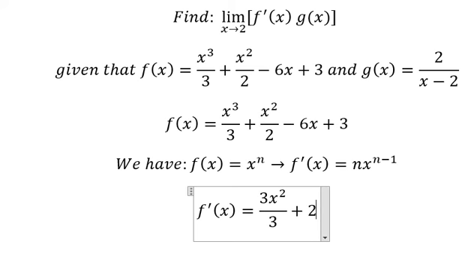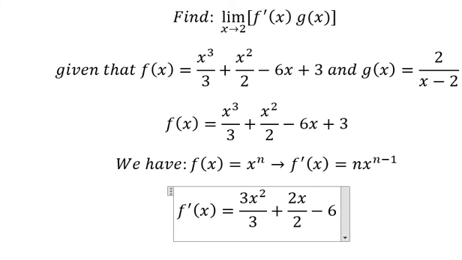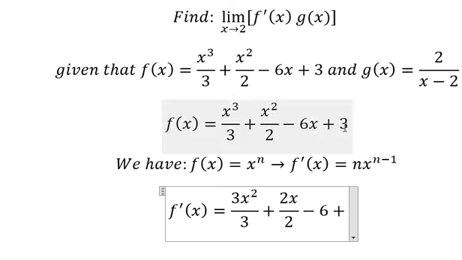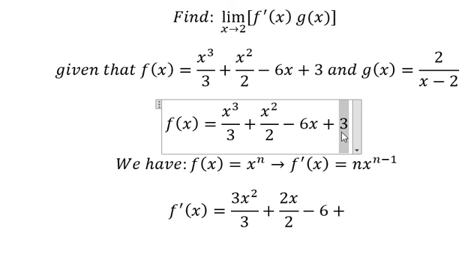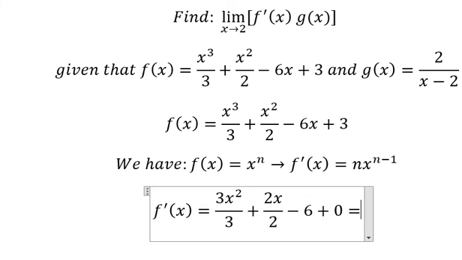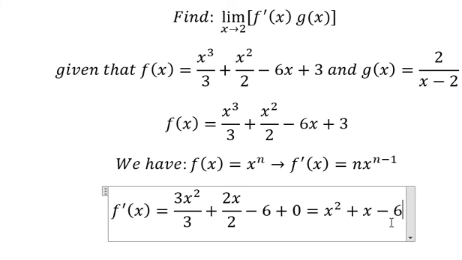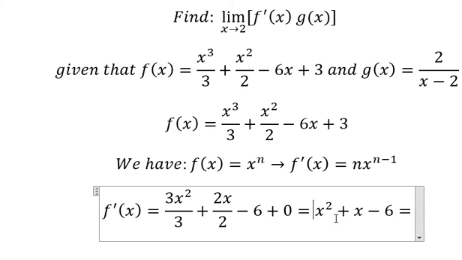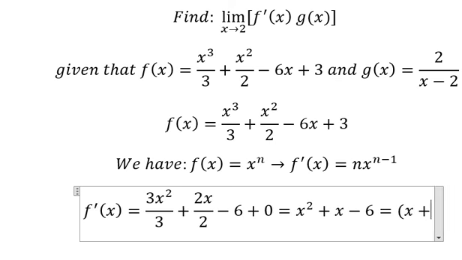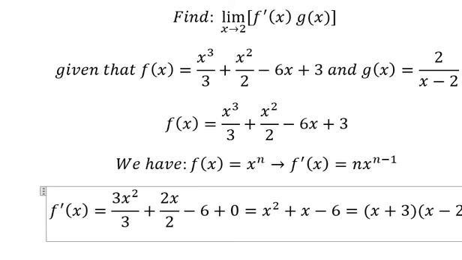Similar for the second one. This one, that is about the constant. So you got 0. And now we have x squared plus x minus number 6. And this one we can do about factorization. And that is about x plus number 3, x minus number 2.